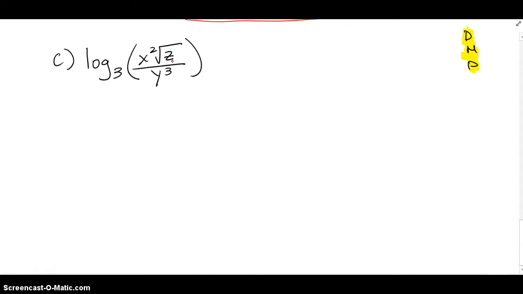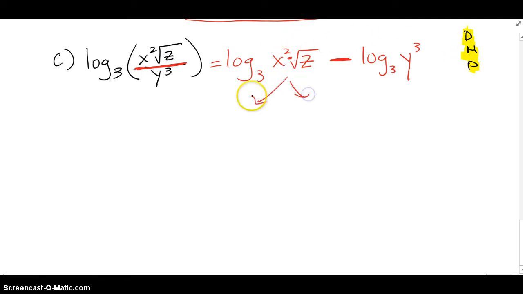So I'm supposed to open this up using log properties. My first question, is there division? Yep, there is. So I'm going to open this up as a difference. Log base 3 of the top, x squared root z, minus log base 3 of y cubed. Then I go to each argument and ask the same questions again. Is there a division in here? Nope. Is there multiplication? Yep. So I have to break that open. Log base 3 of x squared plus log base 3 of square root of z. Next one, I go to this argument.